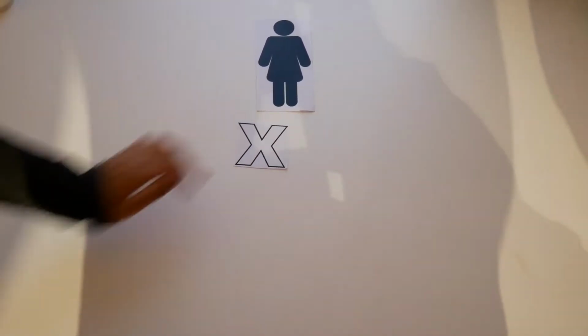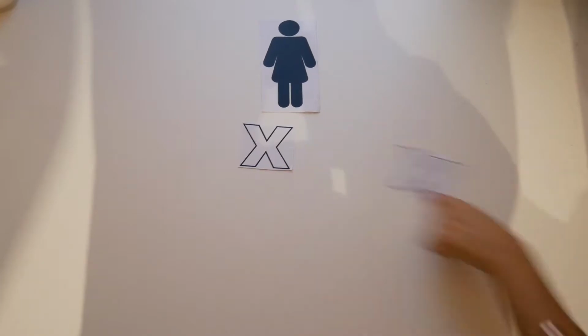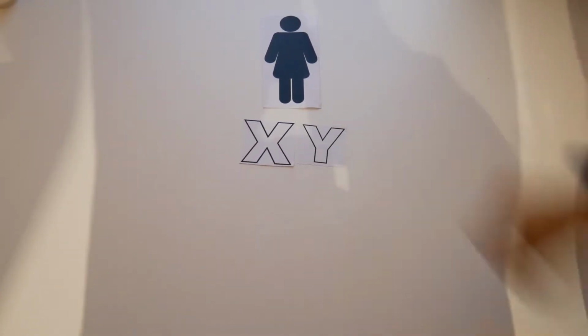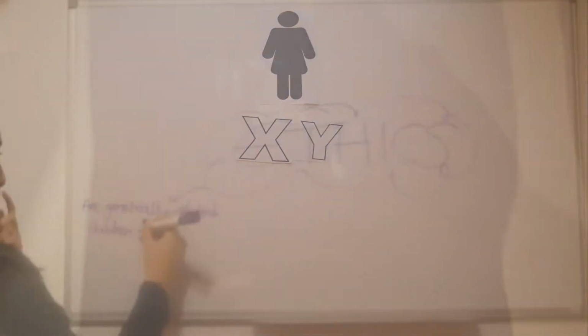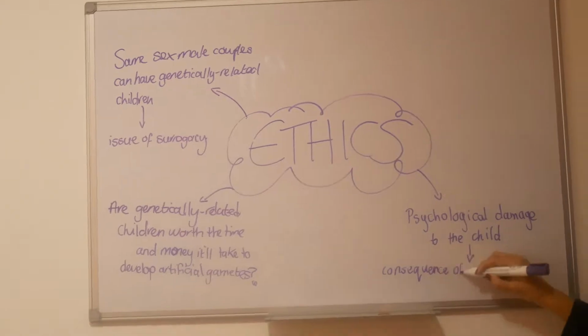Theoretically, for two women to have a biological child together using artificial gametes is harder than it is for males. This is because women have two X chromosomes and they do not possess the Y chromosome, and it is this Y chromosome which is essential for the production of sperm cells. We are now going to highlight several ethical issues.